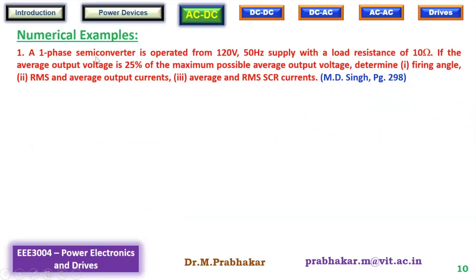Next example on semi-converter, whatever we had discussed today, same set of questions. Only difference would be in maximum possible average output voltage. Somebody was also saying Vm by pi into 1 plus cos alpha. That will be the expression for V naught. So V naught max will be Vm by pi into 1 plus 1, which is 2 Vm by pi. 25% of that should be equal to Vm by pi into 1 plus cos alpha. Find out what is alpha, and then you proceed further.